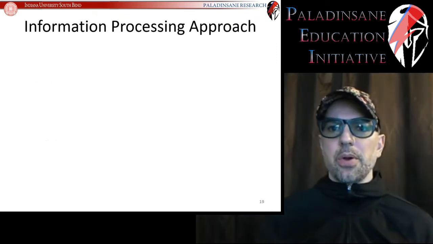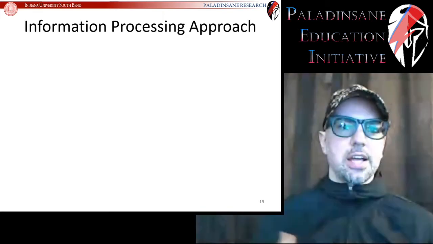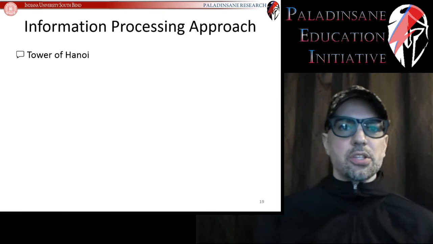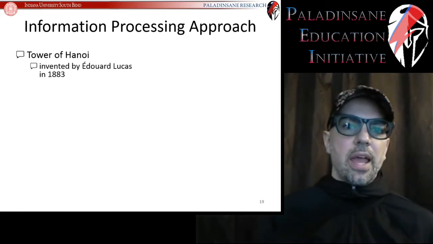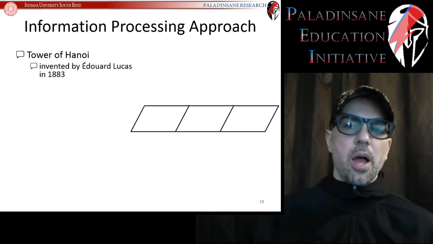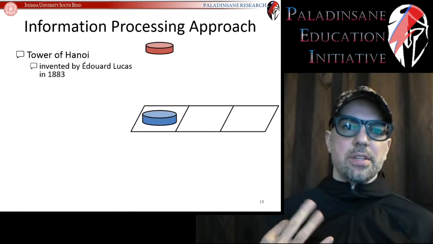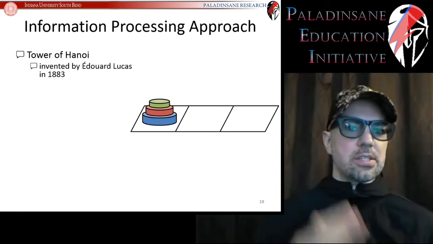All right, so the information processing approach, we're going to illustrate this by taking a look at a very classic problem known as the Tower of Hanoi. So this was invented by Edouard Lucas in 1883. And what it is, it's a problem where you have 3 locations and you have disks stacked on top of each other. And the number of disks can vary.